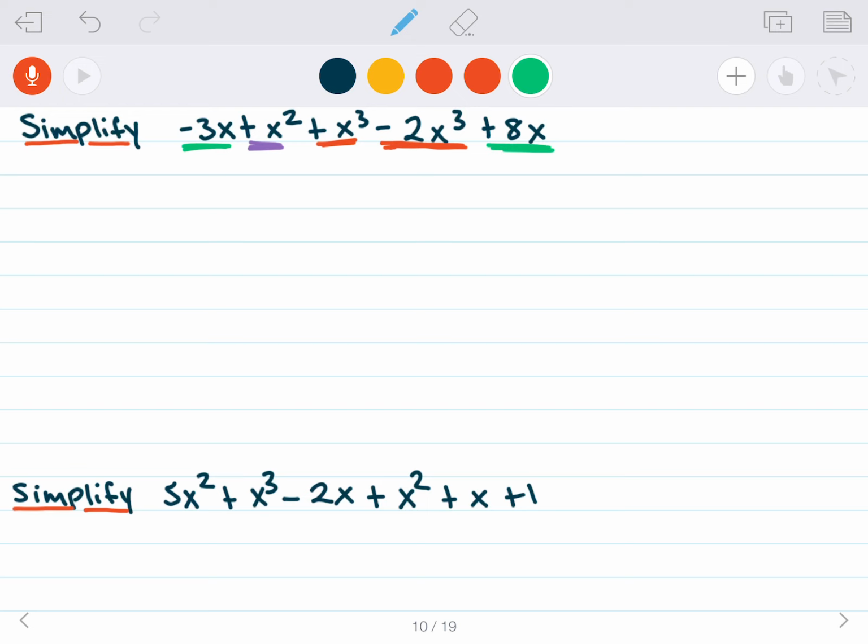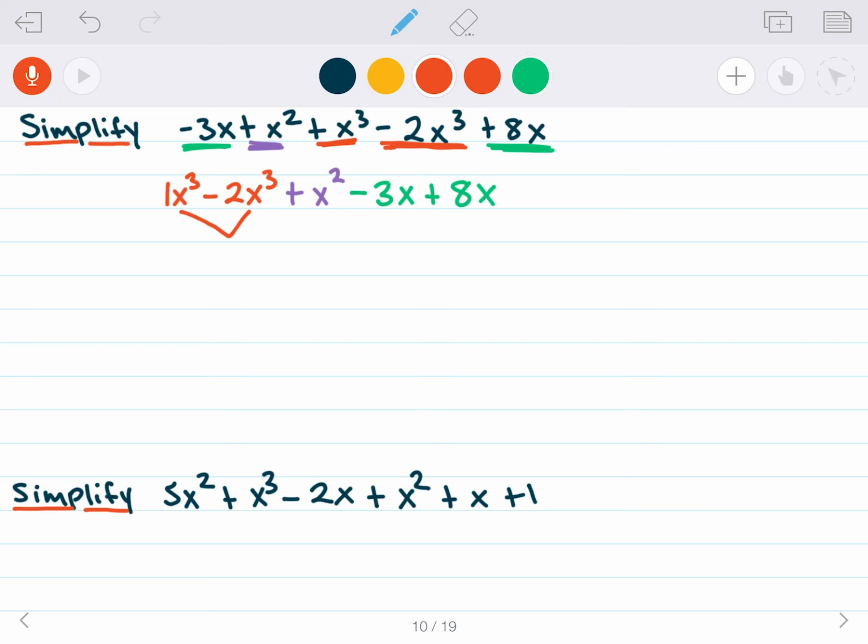So at this point, what I'm going to do is rearrange using the fact that I can do that with addition. So for my x to the 3, I have x to the 3 first, followed by negative 2x to the 3. Okay, and then my x squared, I always go from biggest power to smallest power with my terms, followed by a positive x to the 2, and then my x's. I have a negative 3x followed by a positive 8x. And now I can combine.